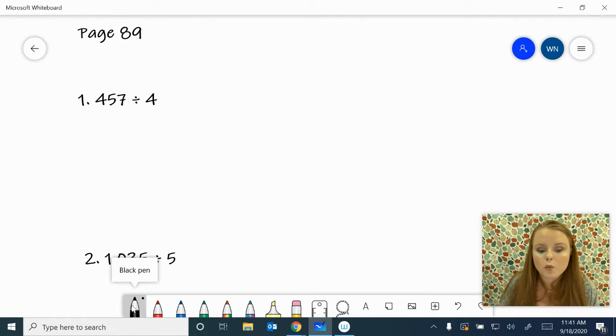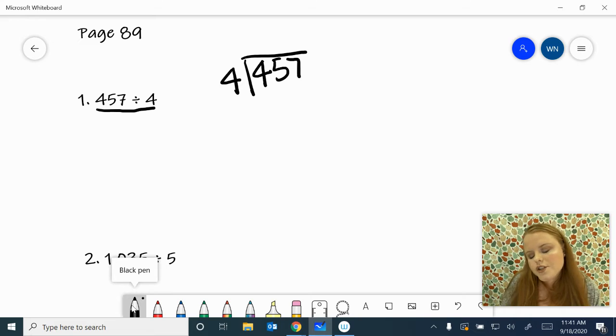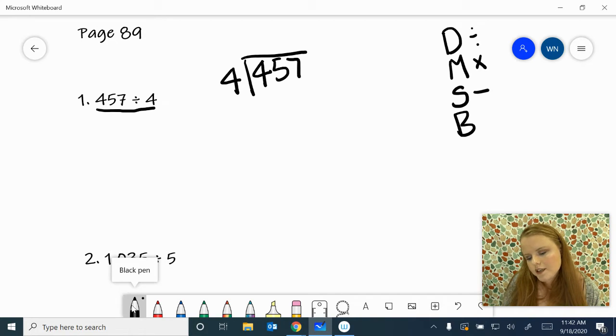So let's go ahead with number 1. Number 1 says 457 divided by 4. So let's write it out. 457 divided by 4. When you're writing this in your composition notebook, I want you to write it both ways. I want to see that you have it written out straight and that you have it written with our division house. So let's divide. We can write our note if we need to. We're going to divide, multiply, subtract, and bring down.